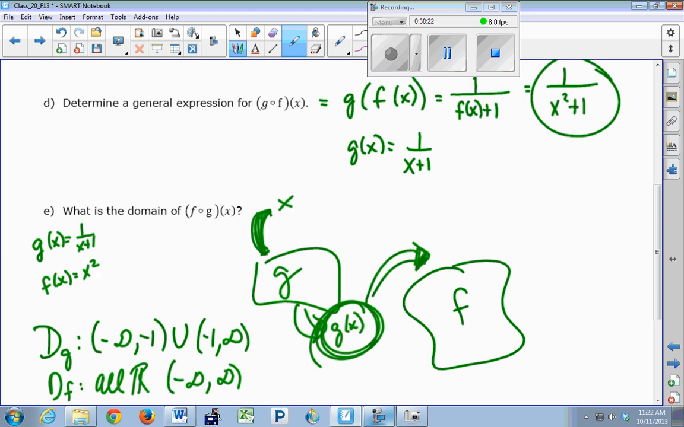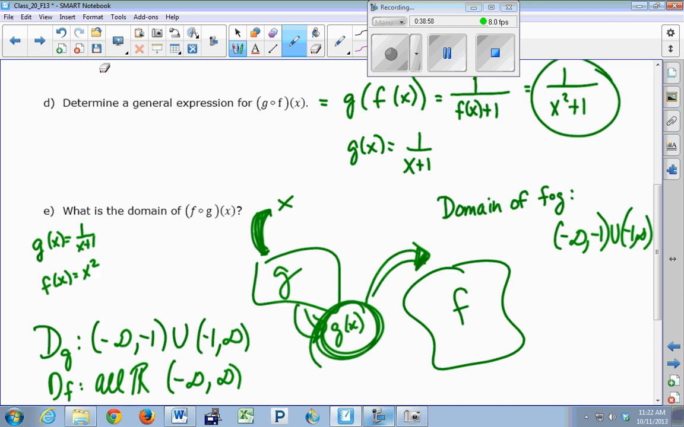So -1's never going to be allowed to go into g, and that's going to be the only number that is restricted from this composite function. So the domain of f composed with g is going to be -infinity to -1 union with -1 to infinity. Because x has to be in g, and then g of x has to be in f. But there's no restrictions on f. So it's just the initial restriction.